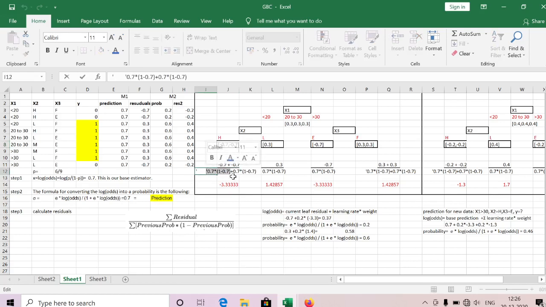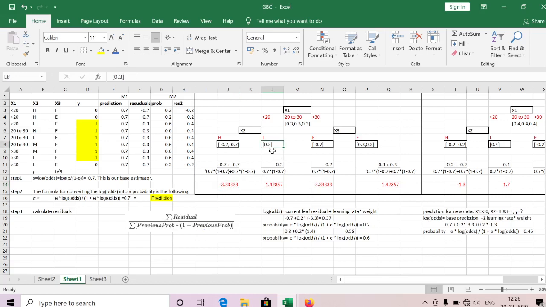For the second residual, again minus 0.7. For the second residual, 0.7, my prediction is 0.7 multiplied by 1 minus 0.7. I calculated this weight by using this formula. Okay, I got minus 3.3.